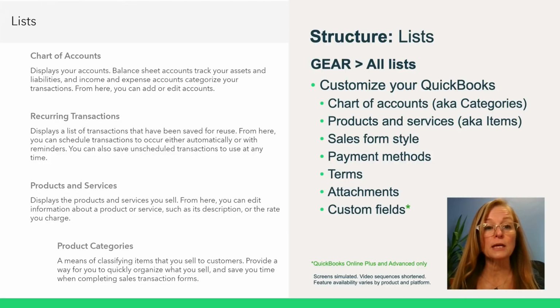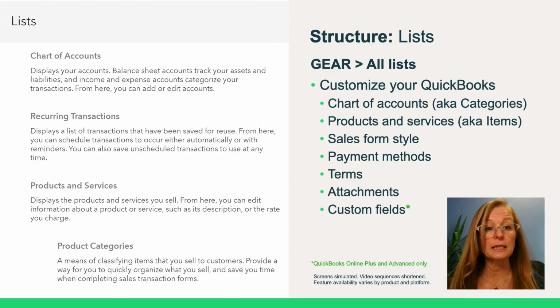The other thing is your sales form style. We're all different. We have different styles. So get in there and customize your sales form so it reflects your business. And that can also be done from the gear under the list menu. Set terms. Maybe some clients are immediate pay, some others are net 30. So there are different ways you can customize those terms. The terms can be used on the customer side, but they can also be used on the payables side when you're paying out.